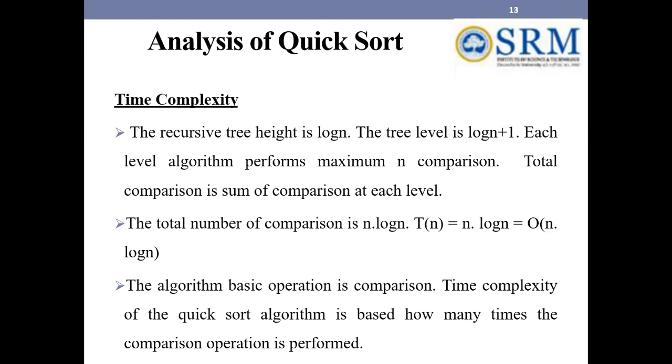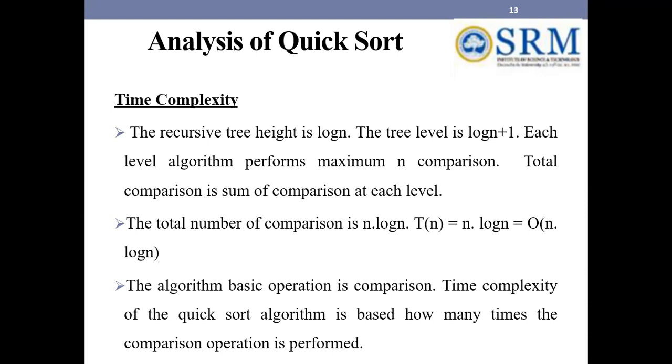The algorithm's basic operation is comparison. The time complexity of the QuickSort algorithm is based on how many times the comparison is performed. So from the recursive tree, you find the time complexity on input size n, that is, the number of levels in the recursive tree times the number of comparisons at each level.